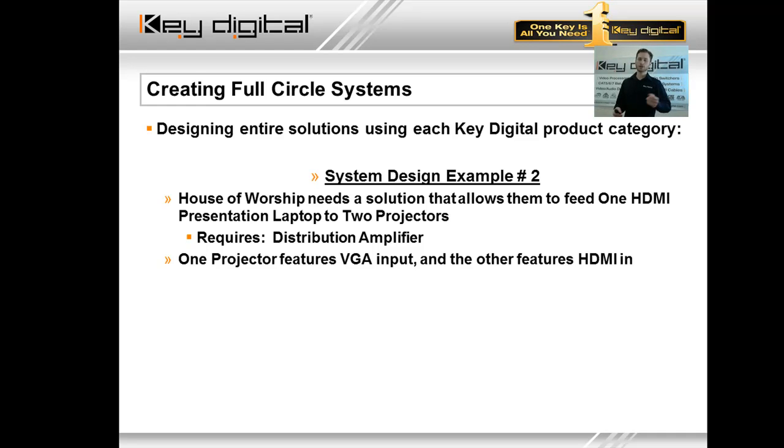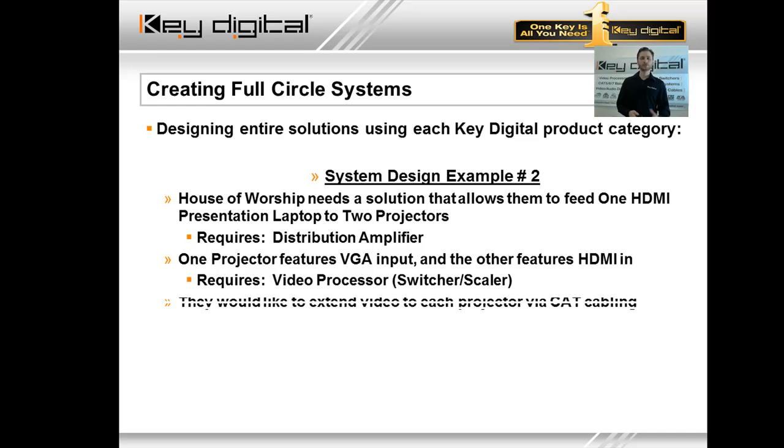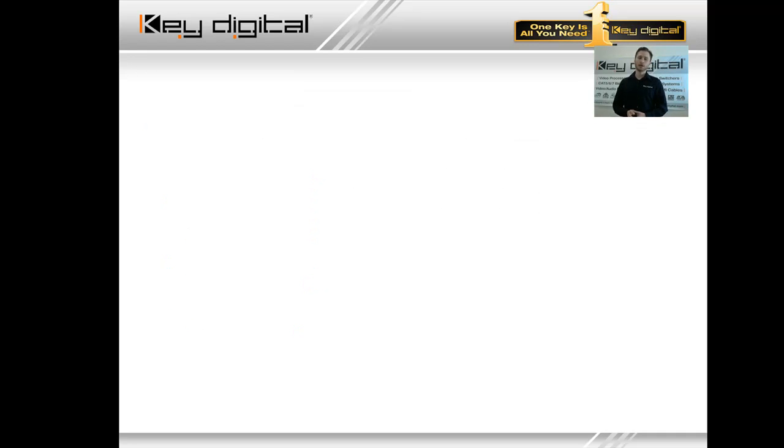For example, they're not buying 2 new projectors. They're obviously working with one projector that is existing. They don't want to upgrade that yet, and it has VGA input, not HDMI, whereas the presentation laptop looks like it has HDMI. So when we're going to do the format conversion, we're going to be using a video processor, and they'd like to extend video to each of these 2 projectors via CAT cabling, which will require, of course, that CAT cable and also the balun device.